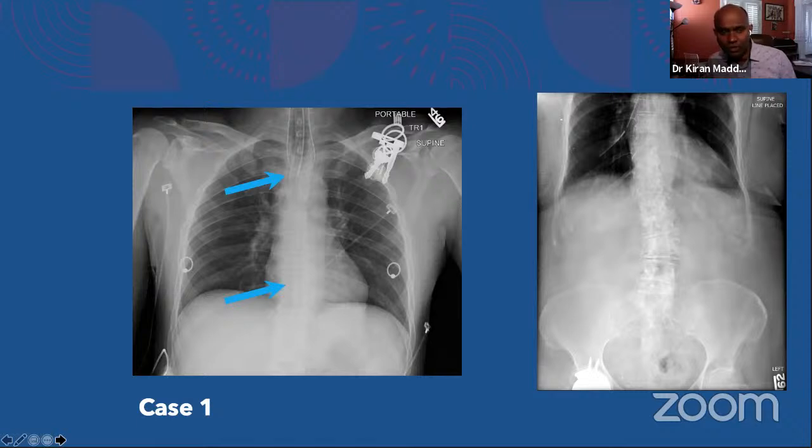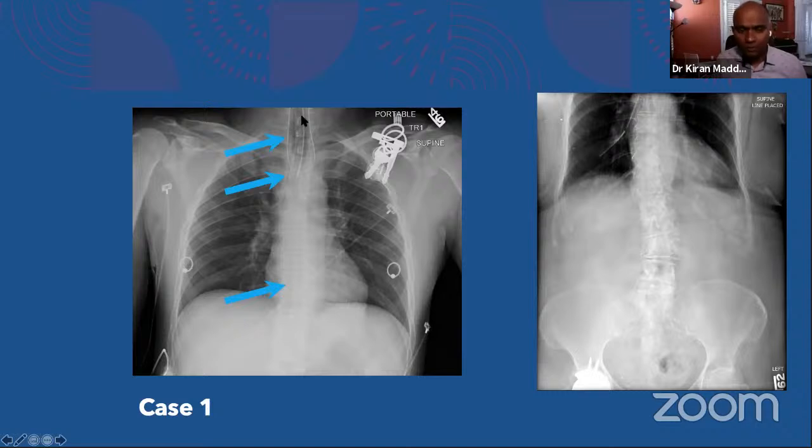So anybody wants to talk about the findings in the image on your left? The chat box is empty. So you don't have any clue?